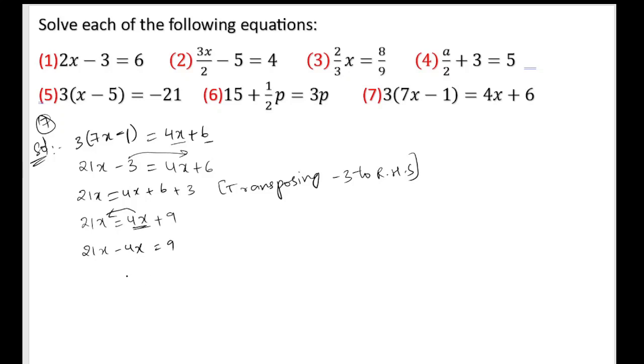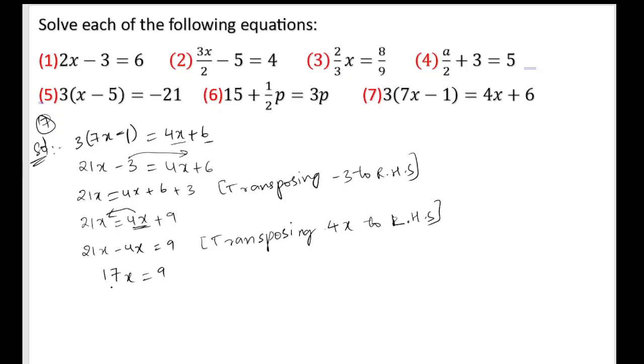Now subtract 4 from 21. So you will get 17x is equals to 9. So let us write down the reason. Transposing 4x to LHS.